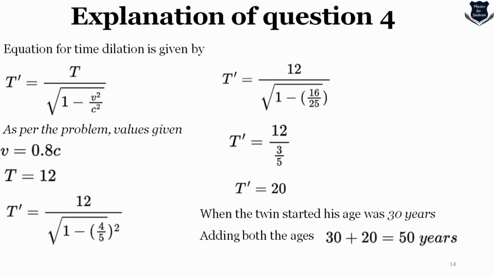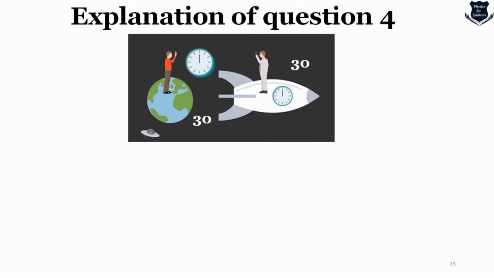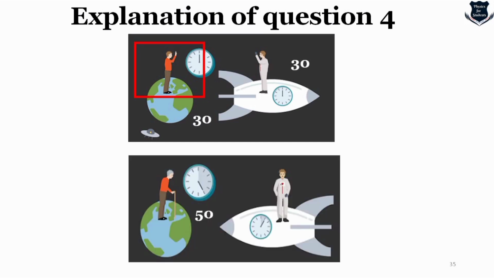Remember that this t prime age is the time dilated age. But when they started at 30, that means I have to add the age at which that person remained, right? So now we come to the final conclusion. This person, when he comes back with a stick in his hand, has grown older, and he's 50 years old, while that other person who has left is around 30 years.